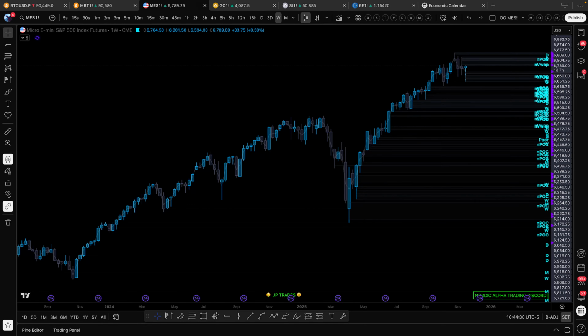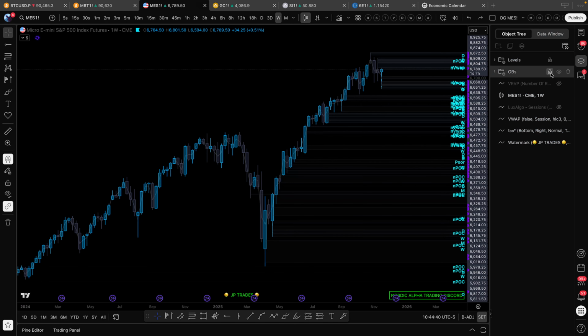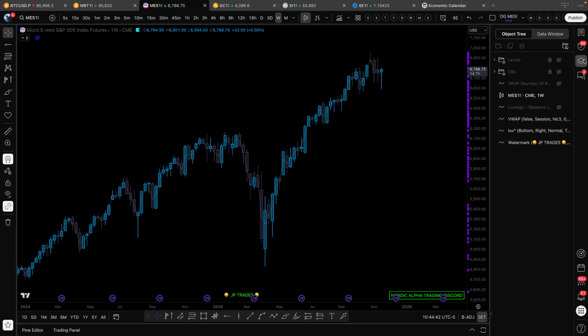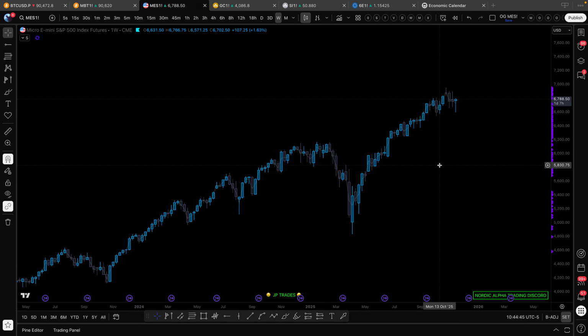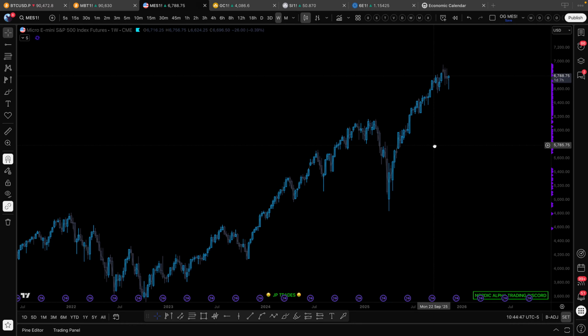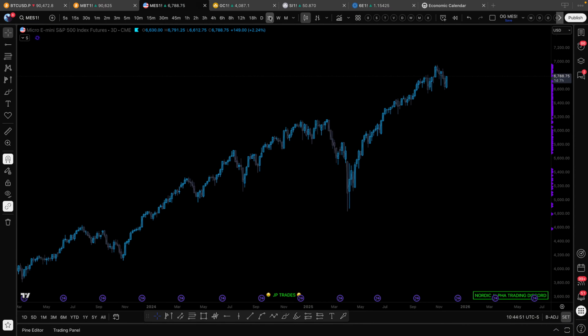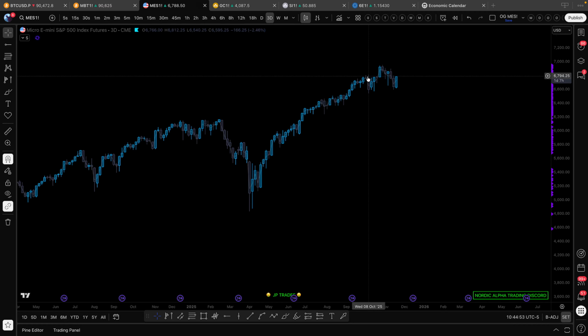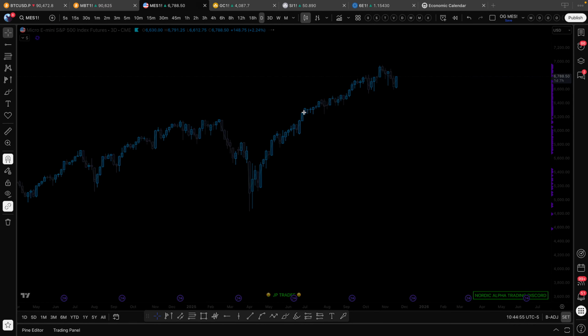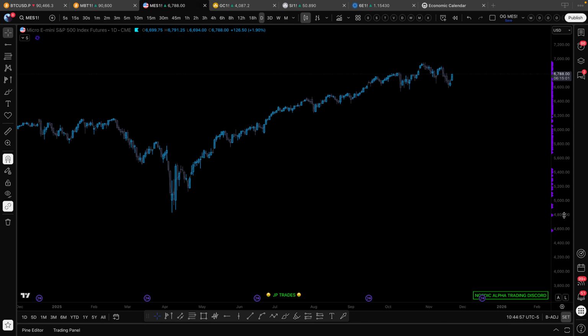Let's go back to the S&P 500 and take a look at some swing setups and just the overall macro perspective here. Let's take these off. Let's clean the charts up. So we did have 3-day structure here. Let's actually go down to the daily.